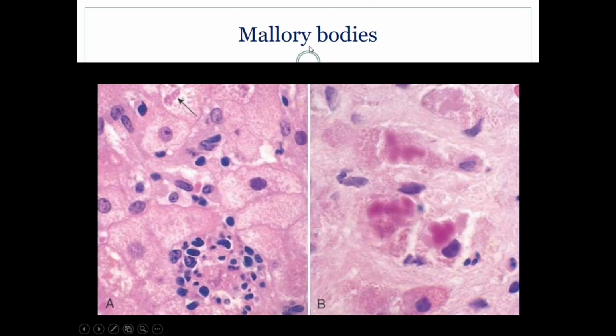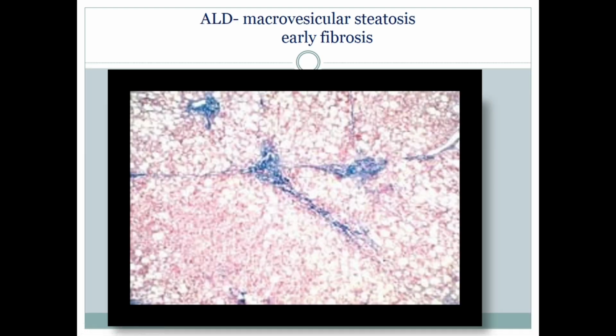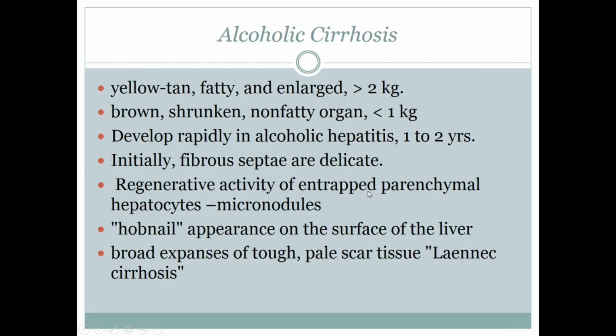Okay, so these are Mallory bodies. There are eosinophilic inclusions within the cytoplasm. Okay, and around the hepatocytes there are inflammatory cells. And this is early fibrosis, which can be detected by doing a Masson's trichrome. Okay, you can see that these bands of fibrosis are only around the portal tract and a little bit away, but not real thick bands.